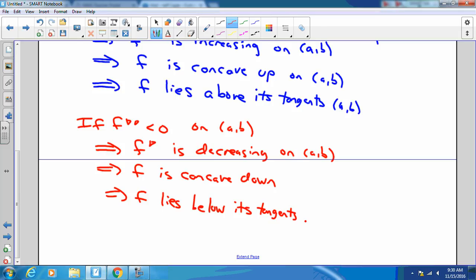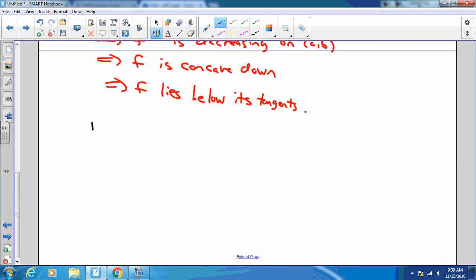And then we considered where concavity changes. And concavity changes at inflection points, or points of inflection.